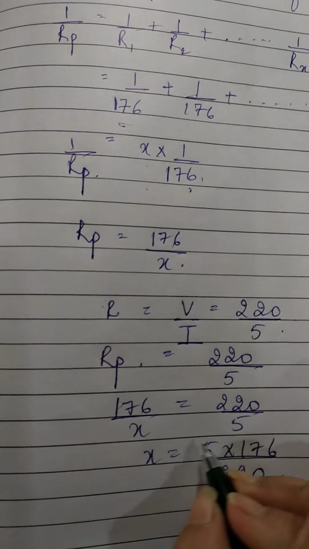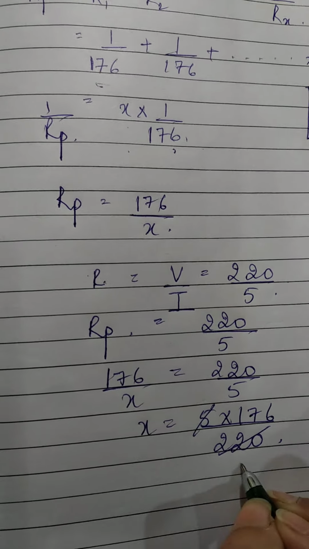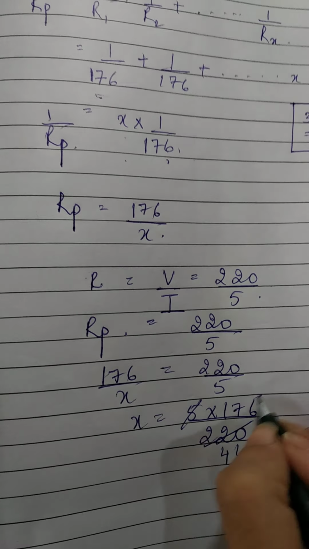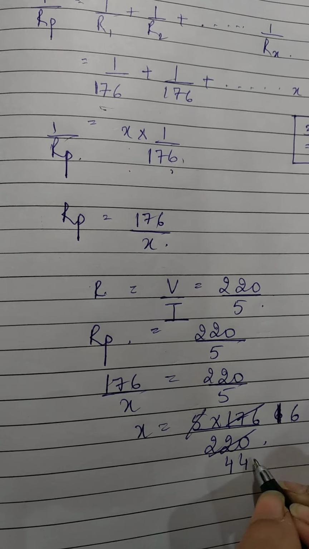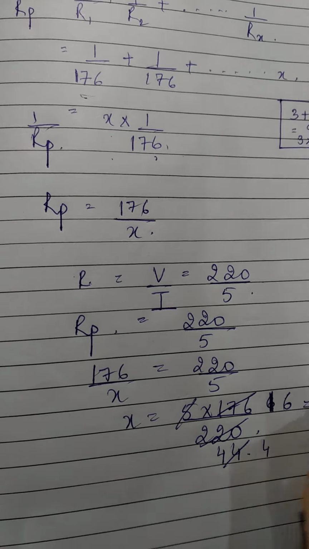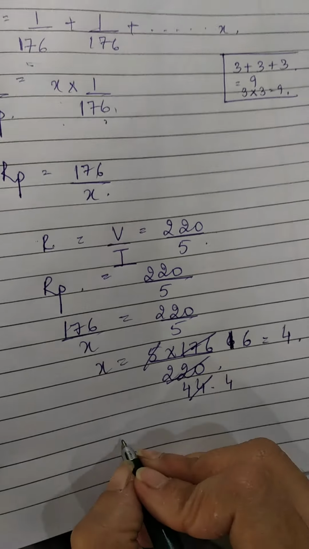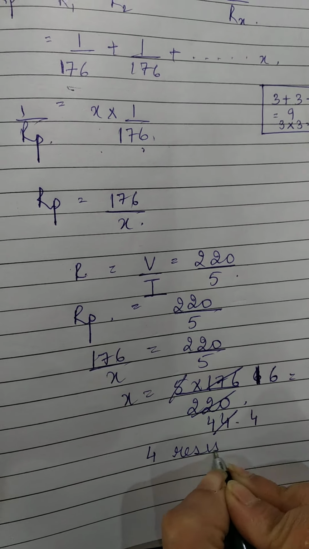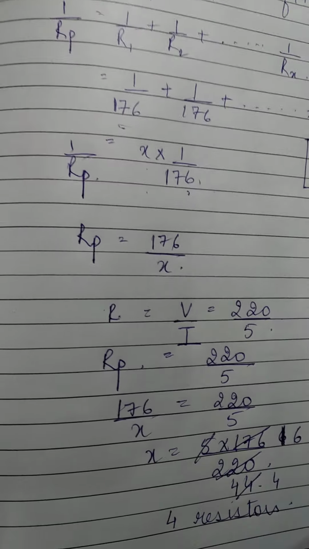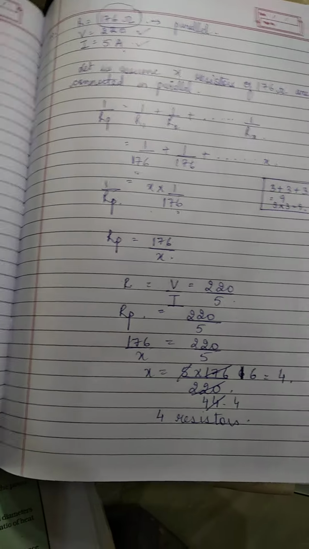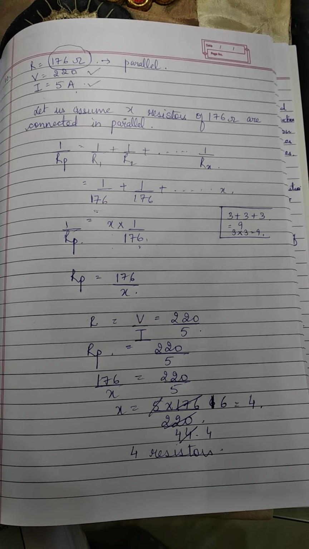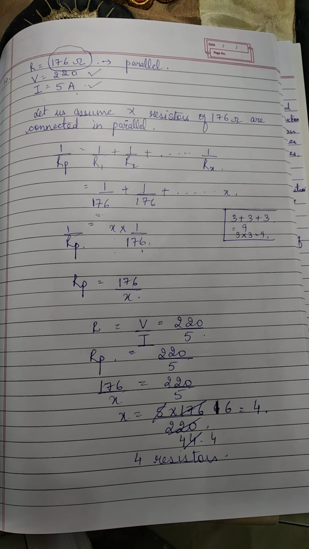Remember, we can simplify this. 5 4s are 20, 11 4s are 44, 11 16s are 176. So that's 4. So how many resistors? 4 resistors are to be connected in parallel of rating 176 ohm so as to support a supply voltage of 220 volt and 5 ampere.